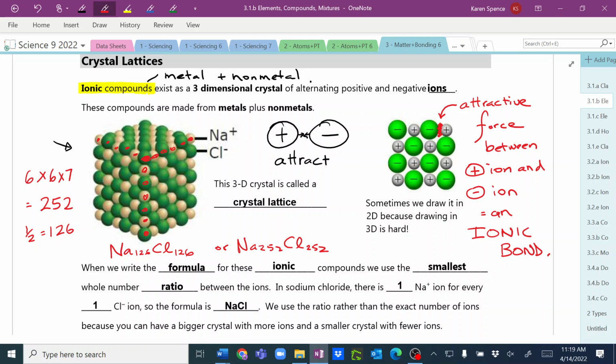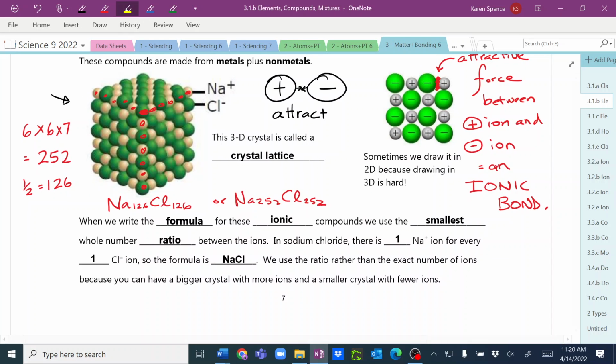So what we do is instead we simplify it to the smallest ratio. How many sodiums are there for every chloride? If you have 1 sodium, how many chlorides? 1 chloride. So for the formula, we simply write NaCl, which represents a 1-to-1 ratio, rather than trying to make a formula for every individual crystal. So when we write the formula for an ionic compound, what we're really doing is making the smallest ratio between the ions. So there is 1 sodium ion for every 1 chloride ion, and so the formula is NaCl.